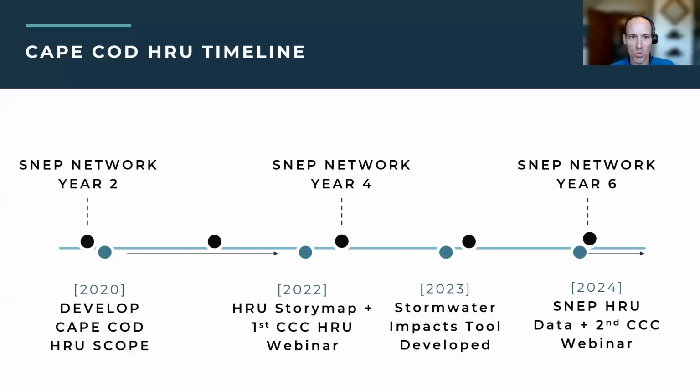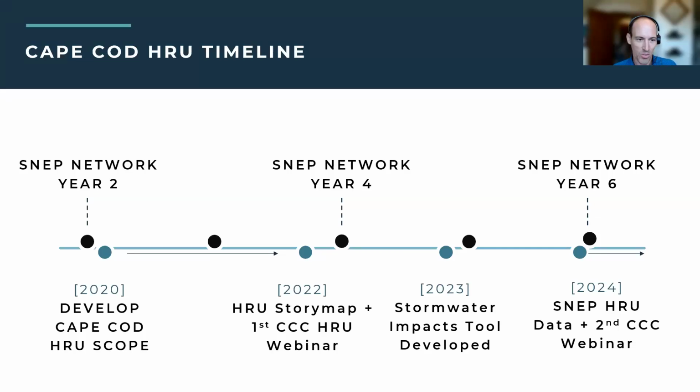All right, and I just wanted to give a little background to this whole project and how we ended up where we are. So Cape Cod Commission, we're a partner on the SNEP network, which Leah described in the introduction. And the SNEP network is entering the first year of the second 5-year phase of operations. And just about throughout that entire time period, this idea of hydrologic response units as a tool that we can use for stormwater planning has been an ongoing component of it.